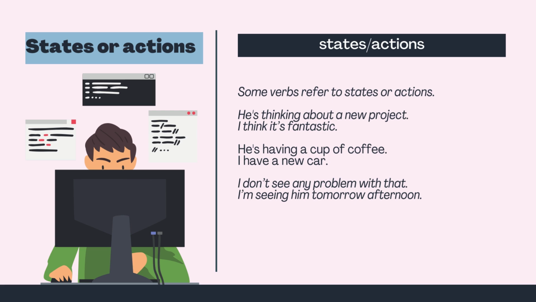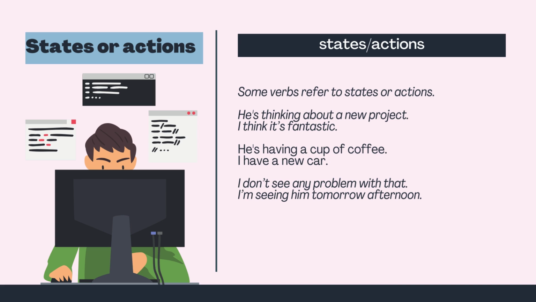He's thinking about a new project. In this sentence, the verb to think expresses an action, when someone uses his or her brain to make a decision, to find a solution. So in this case, the verb to think expresses an action. As for the second sentence, I think it's fantastic, the verb to think expresses an opinion, a mental state. In this case, the present simple should be used.